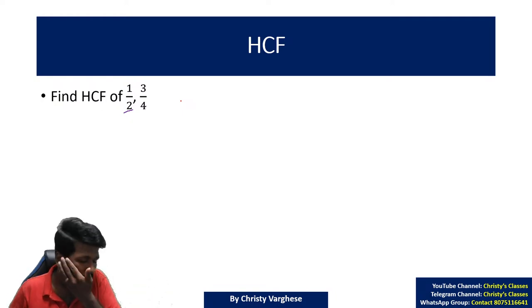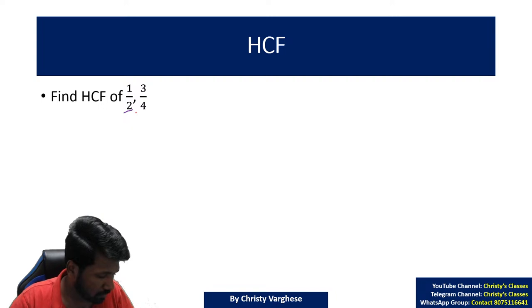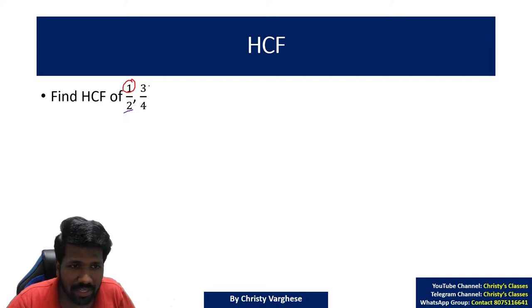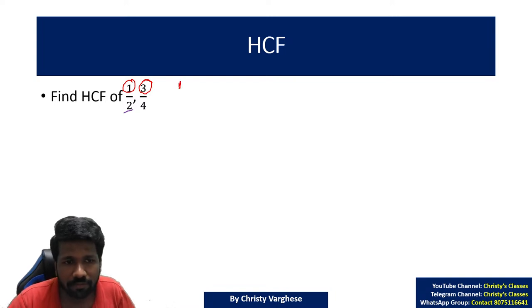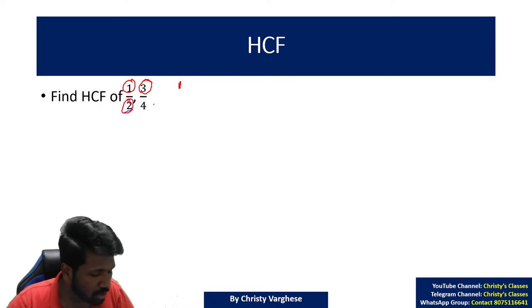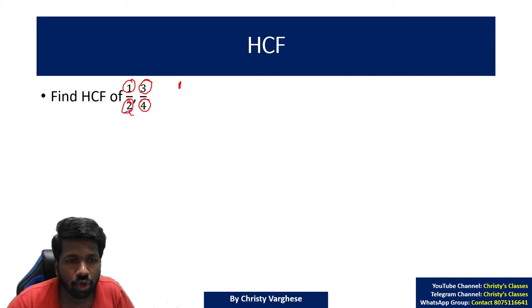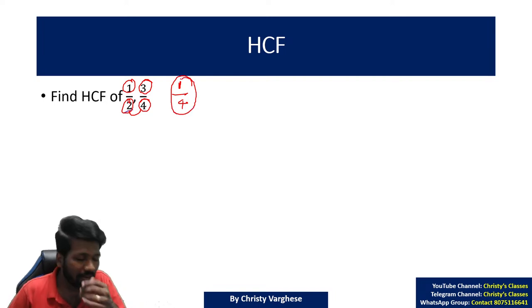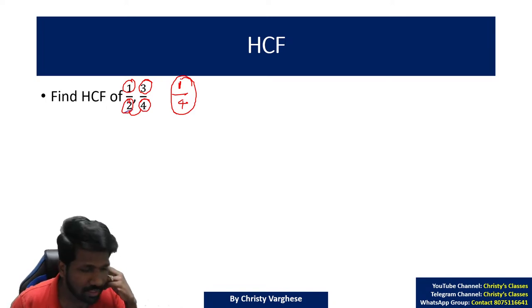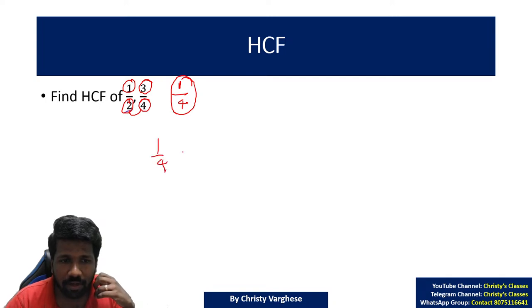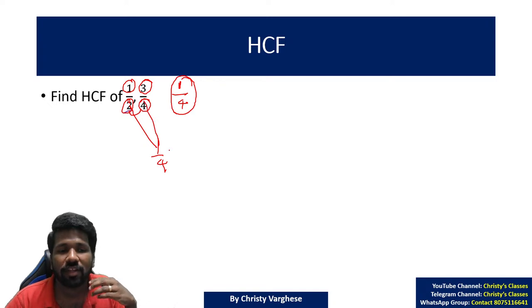So 1 by 2, 3 by 4, highest common factor. The highest common factor of 1 and 3 is 1 itself. And for 2 and 4 we need the least common multiple. 2 into 2 is 4, so 4 itself is the least common multiple. So 1 by 4 will be the highest common factor. Again, how does it make sense? What is the meaning of highest common factor? 1 by 4 is a factor of 1 by 2 also, and 1 by 4 is a factor of 3 by 4 also.